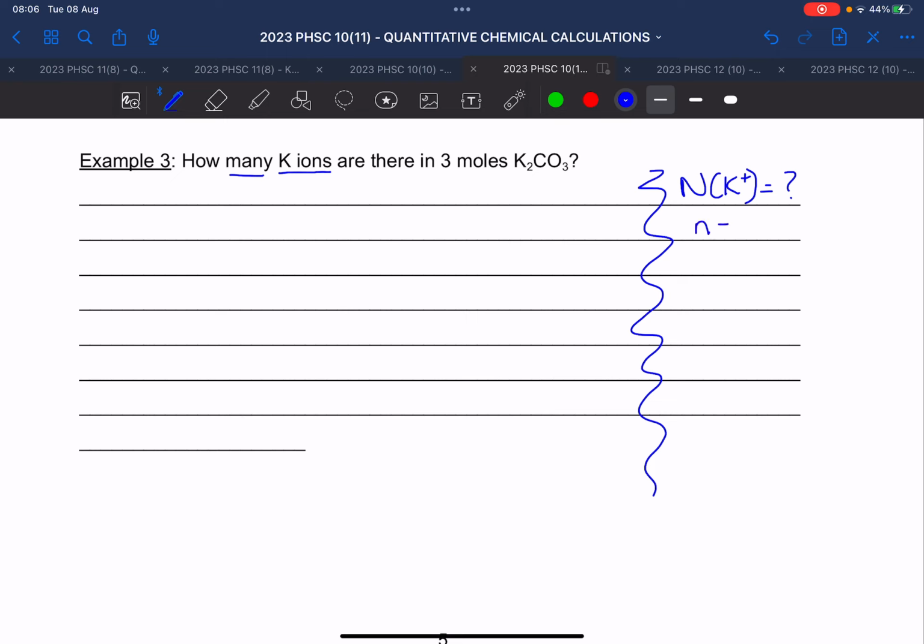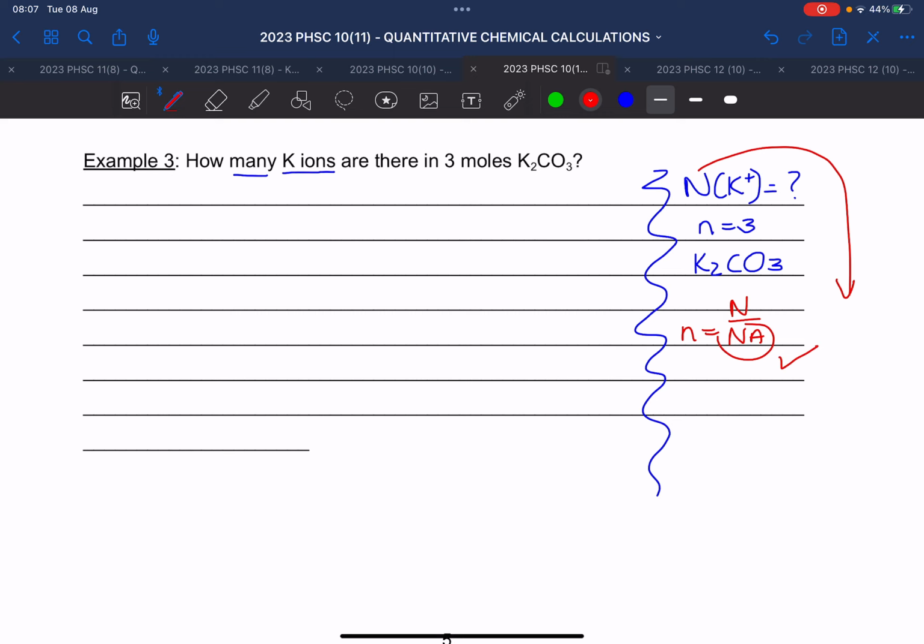Okay. They say there we have 3 moles of potassium carbonate. Now, I'm just going to see what formula I think I'm going to use. I think I'm going to use this one. Yes, because that's what they want. Do I have the number of molecules, Avogadro's number? Yes, I do. That's a constant that you'll find on your data sheet. Do I have the mole? I have the mole of what? I have the mole of potassium carbonate, the molecule. Do I have the mole of the ions? No. Are they the same? We don't know. How will we find out?